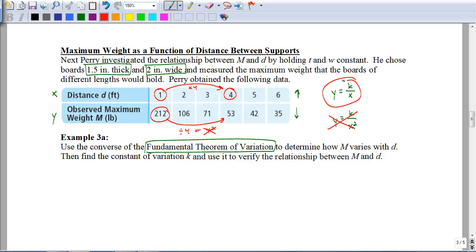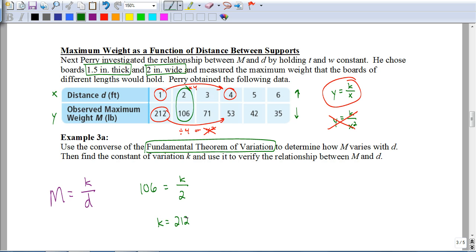Putting that into the context of this problem, we would say that m equals k divided by d. So if we want to come up with a specific variation equation, they ask us to find the constant of variation k. In order to verify the relationship between m and d, we need to have a specific equation so we can try it out. That's what they're asking us to do. So let's use a different pair of numbers here. Let's use 2 and 106. If I put 106 in for m, I'm going to put 2 in for d. When I do that and multiply both sides by 2, I get k equals 212.